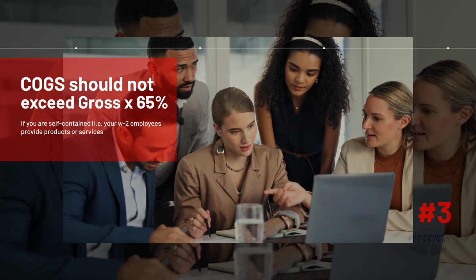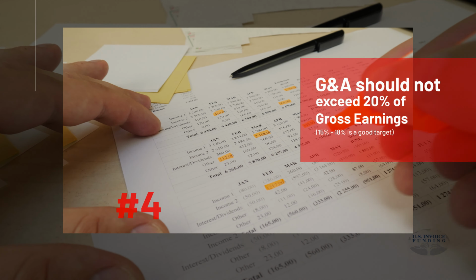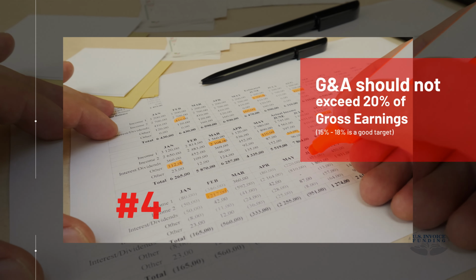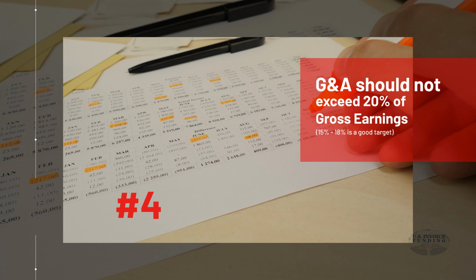When I say self-contained, that means you're building your product, providing your service with W-2 employees. However, starting at 40%, as material makes up a greater proportion of invoices, cost of goods sold can inch up towards 75%. The fourth one, G&A should not exceed 20% of gross earnings. 15 to 18% is a good target. Okay, let's use these four benchmarks for you to get started.